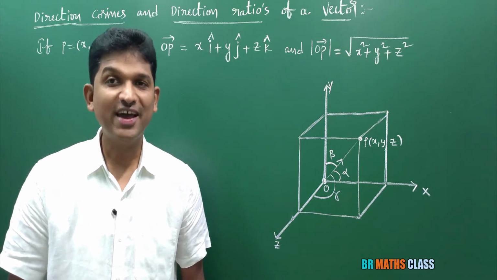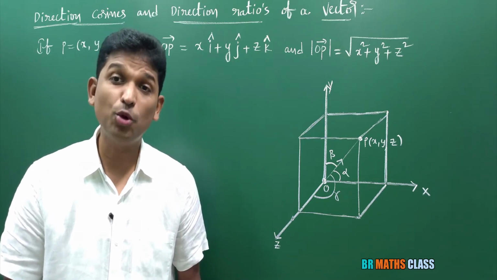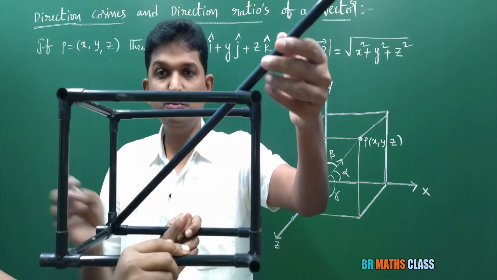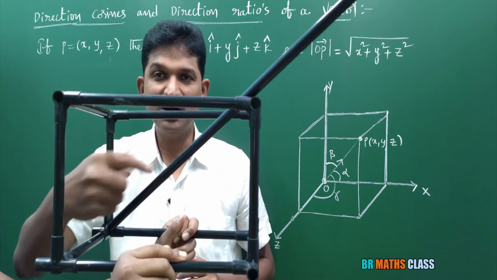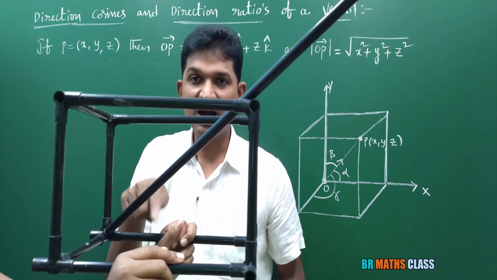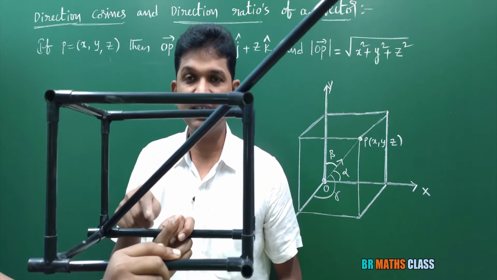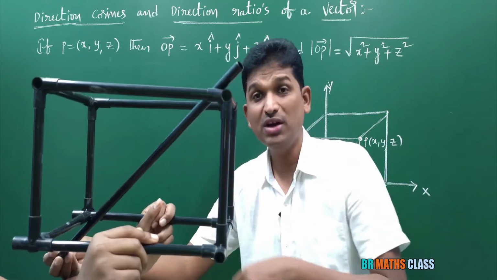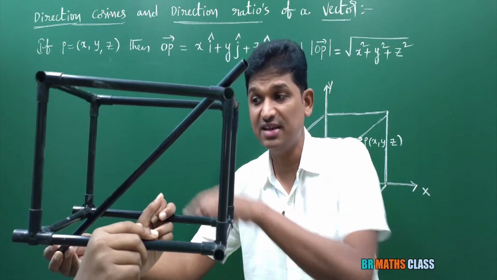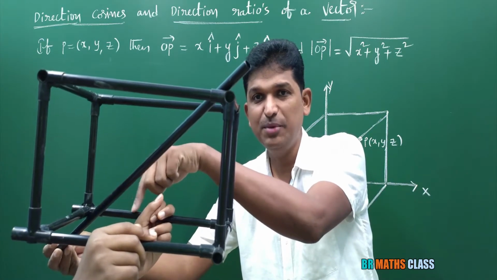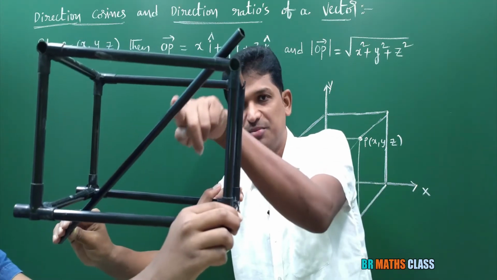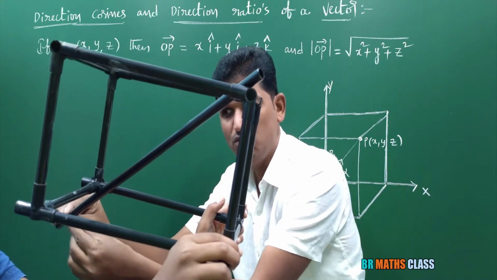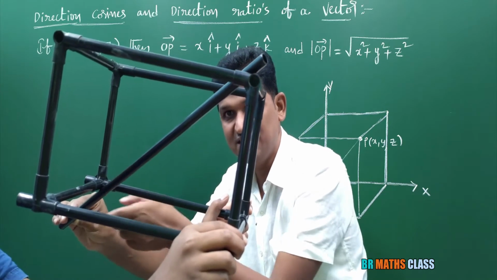What about the direction cosines of a vector PO bar? Please observe, this is OP bar. This is the angle alpha made by OP bar with the x-axis. What is the angle made by PO bar with the x-axis? Not this one, this is the angle made by OP bar. This is PO bar, the continuation of OP bar. What is the angle made by PO bar with the x-axis? You observe this, this is the angle.